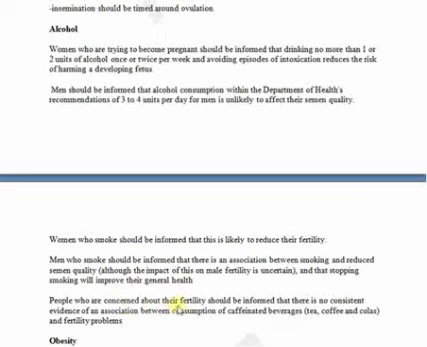People who are concerned about their fertility should be informed that there is no consistent evidence of an association between consumption of caffeinated beverages such as tea, coffee, and colas and infertility problems.